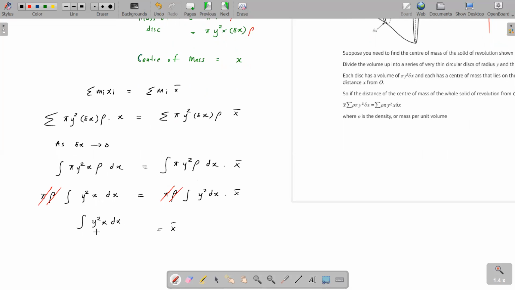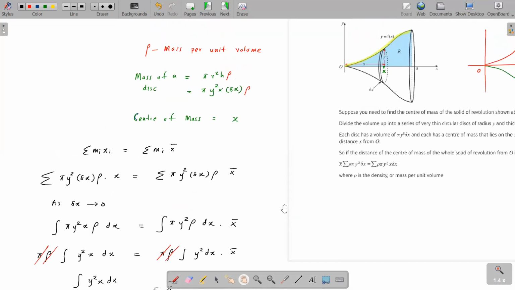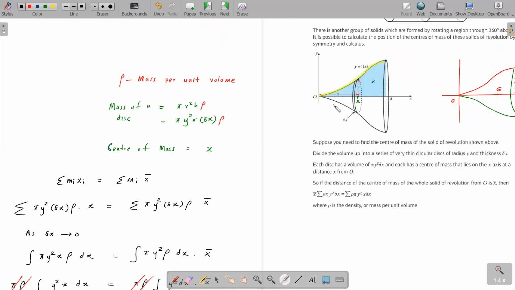Y square x dx over y square dx. Guys, can you see how it comes? So basically your integration, by the way, I did not put the limit. Your integration limits, in this case we are doing with respect to x, so the x values start at 0 and end at a. Can you see the limit they have used here, 0 to a?